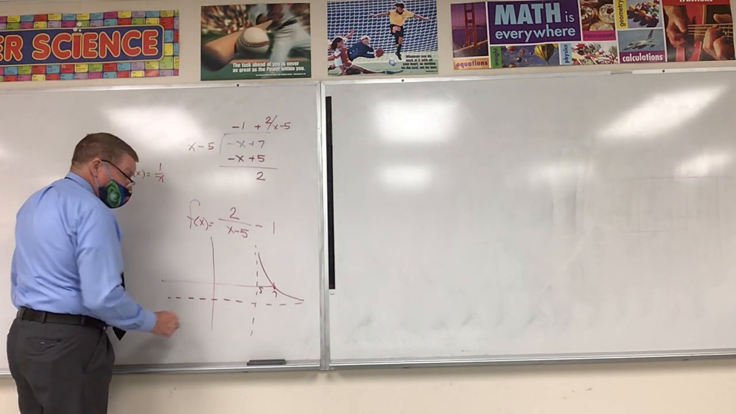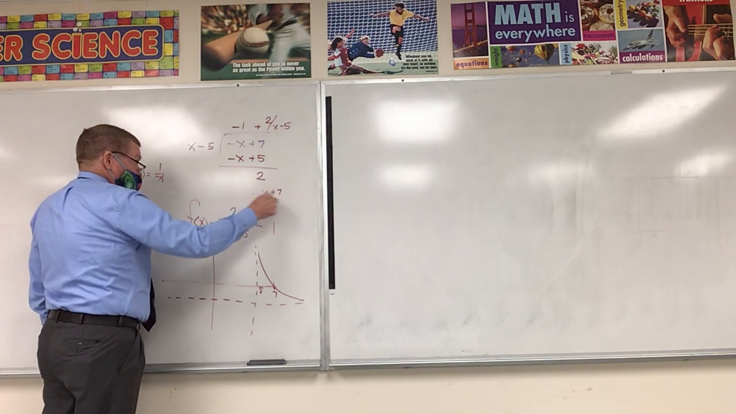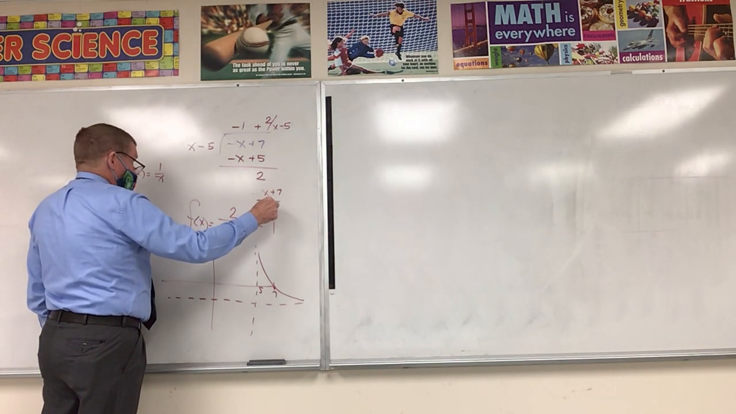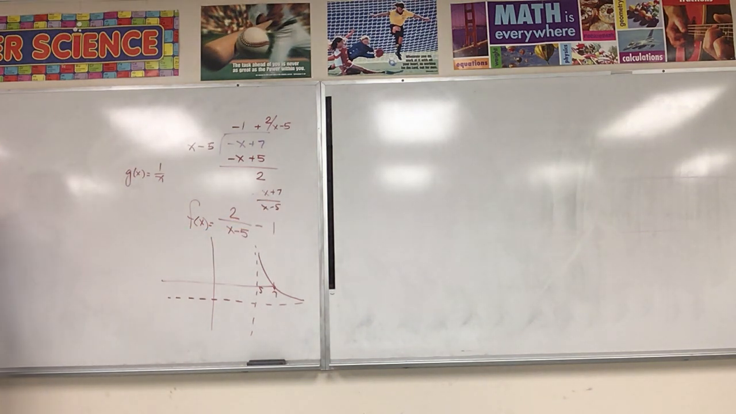Wait, how did we get 7? Oh, because it is negative x plus 7 over x minus 5, correct? And the horizontal is negative 1. Horizontal is negative 1, negative x over x.